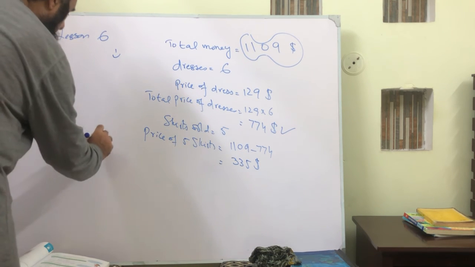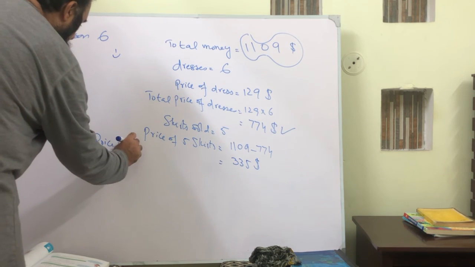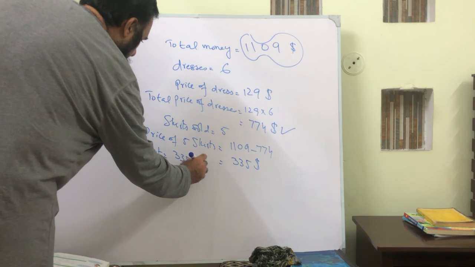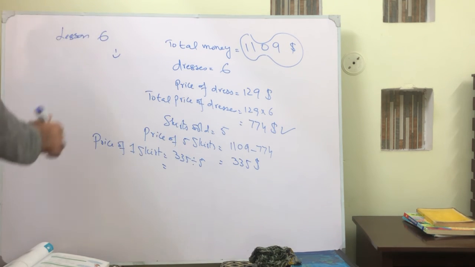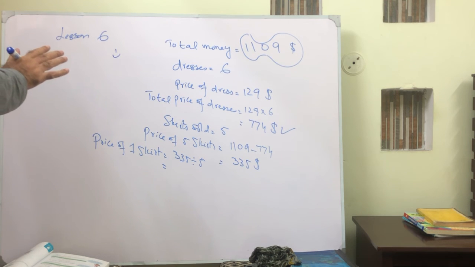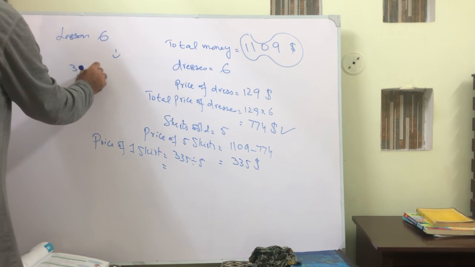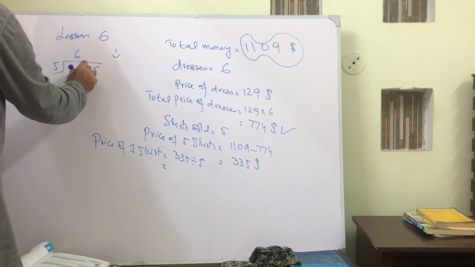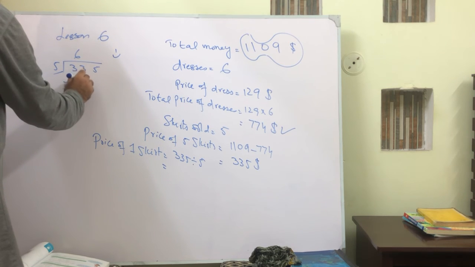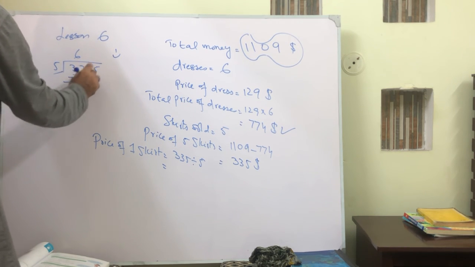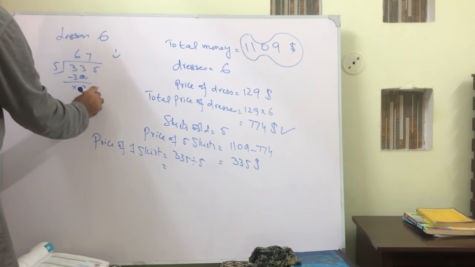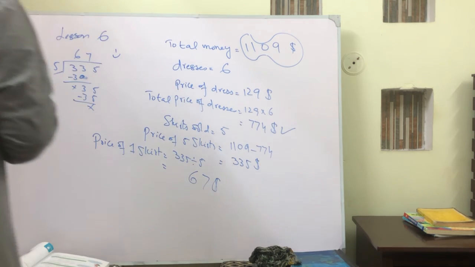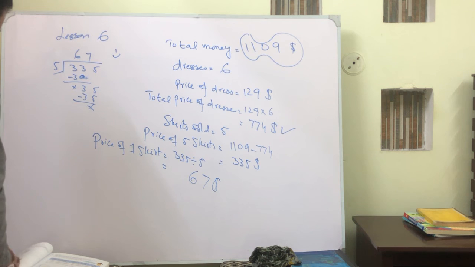If we want to know the price of one skirt, this 335 we will divide by 5. This is the price of the skirts. There are 5 skirts, so divide it by 5. So what to do? 335 divided by 5. 5 6s are 30. 3 minus 0 is 3. This is 0. This is 5. 5 7s are 35. So 67. So $67 is the price of one skirt, and this was our question.